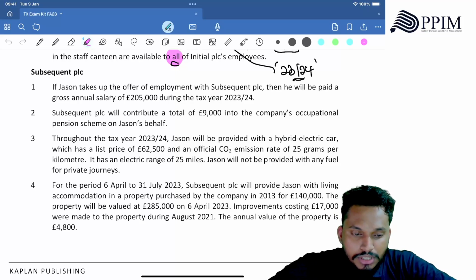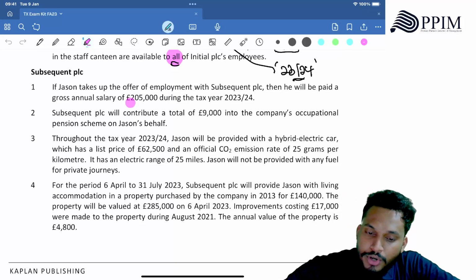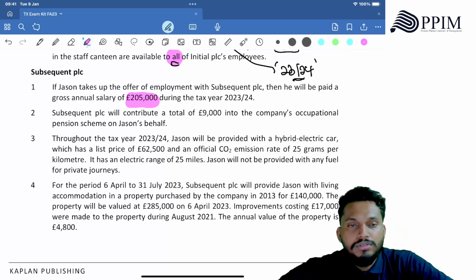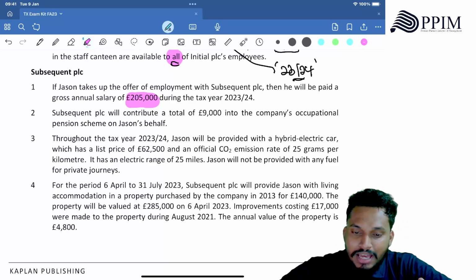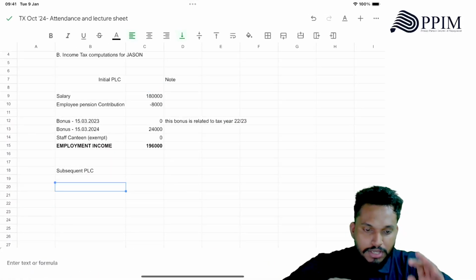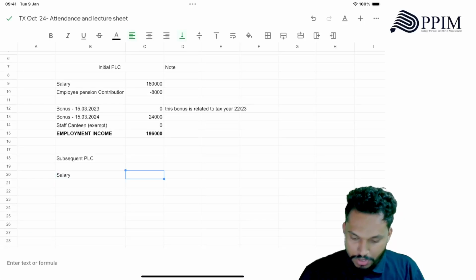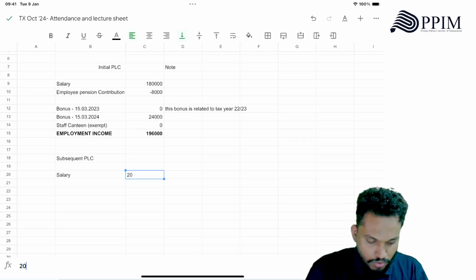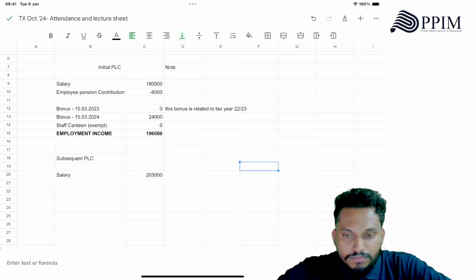Now, in this question, if Jason is taking up the offer with Subsequent PLC, he is going to get 205,000 as his employment income. So I would say, if Jason is continuing with Subsequent PLC, his gross salary is going to be how much? 205. 205,000. Okay.